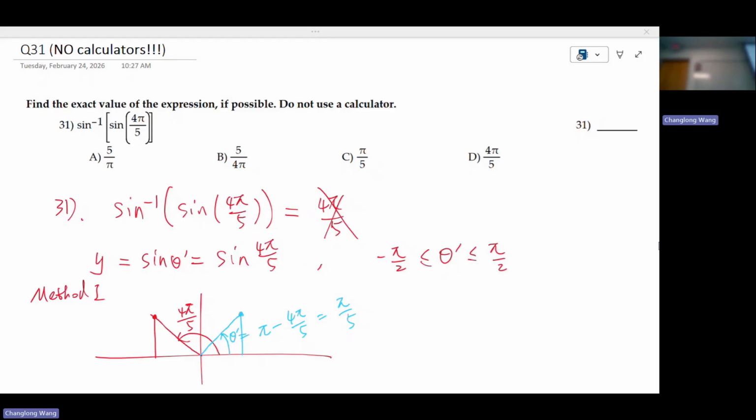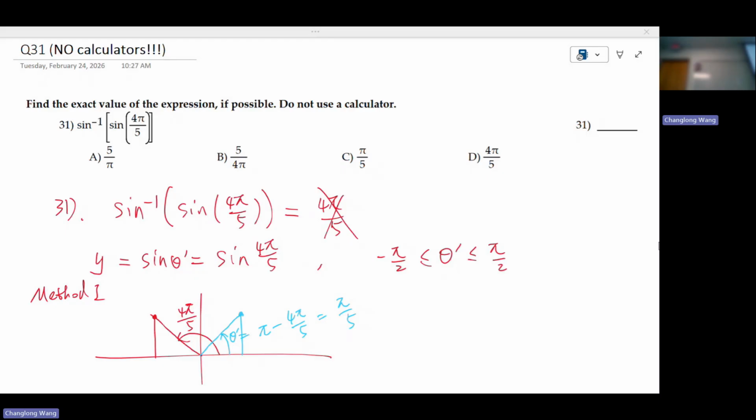Now, how would you make another terminal side so that a point on it will have the same exact y coordinate as the one you drew for 4 pi over 5? Don't you reflect whatever you have drawn around the y-axis, right? So that those 2 points will be exactly symmetrical about the y-axis, like a mirror image. And this is the y value, right? So that means I'm looking for this angle.